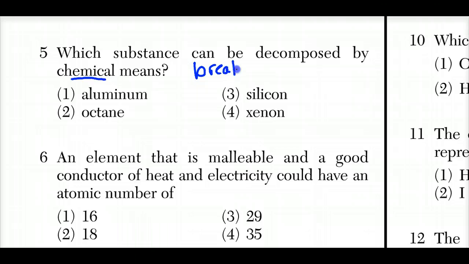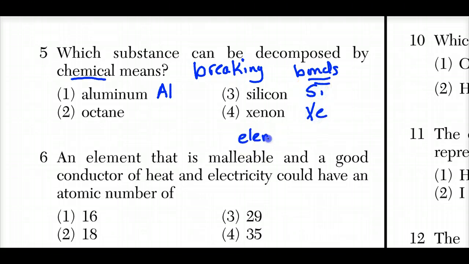You're breaking bonds and forming new ones. So you have to be bonded. You have to be something where there's a bond between elements. You look carefully, number 1 is aluminum. That's an element. Xenon is an element, and silicon. All of these are elements, and you should know that elements are the group of the same type of atoms. Okay, same type of atoms.